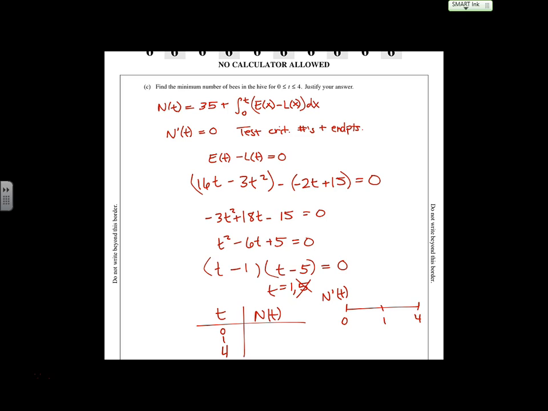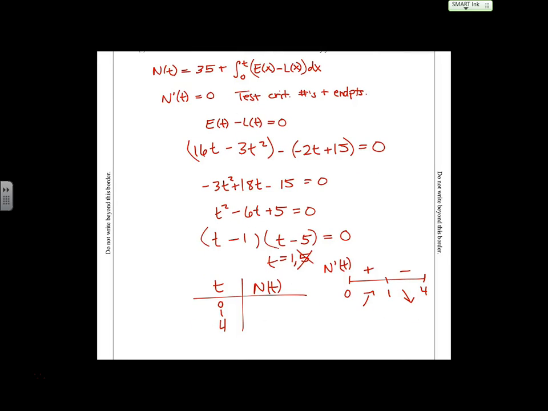So if you plug in 1/2, you plug in 2. When you plug in 0, what you end up being is 35, right? Yeah. When you plug in 1, how many do you end up being? 28. How about 4? 55.